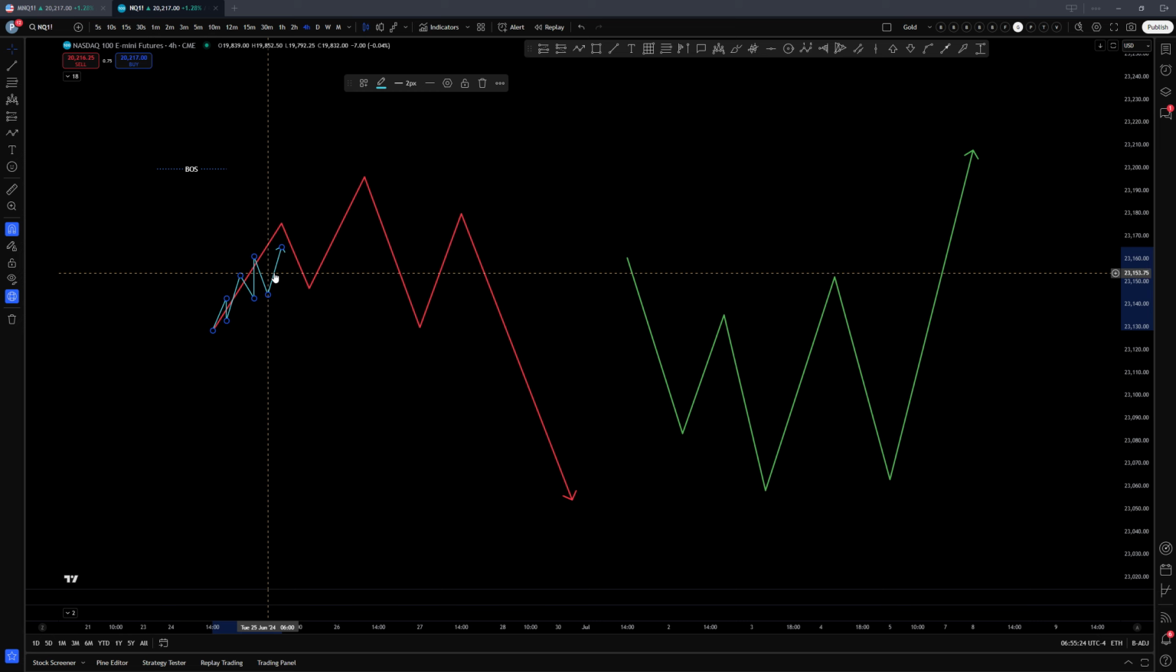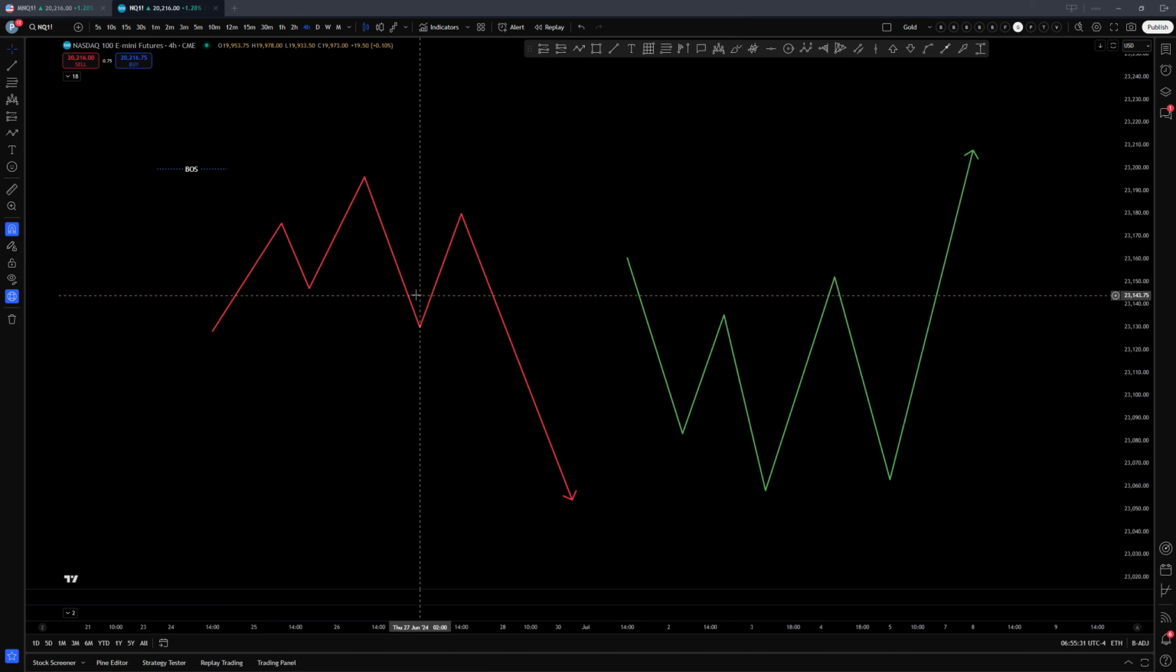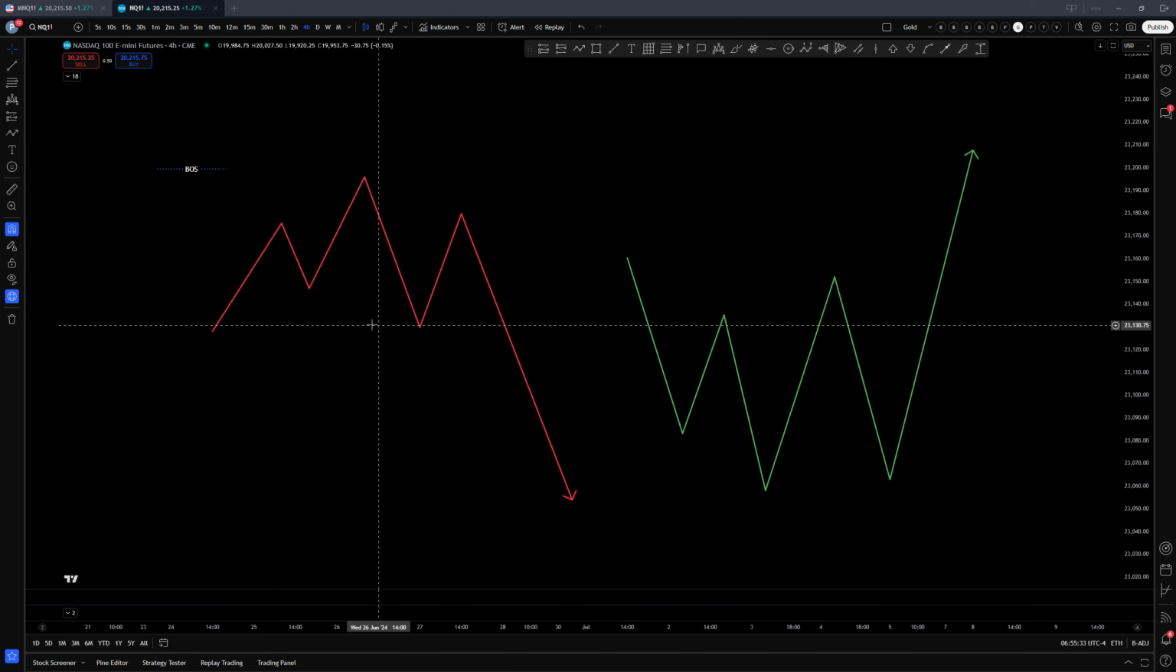But for now, we'll ignore that, because what we're going to think about now is that when we see one of these structures on the current time frame that we're viewing, then we can say that we have a reversal pattern forming on that time frame.